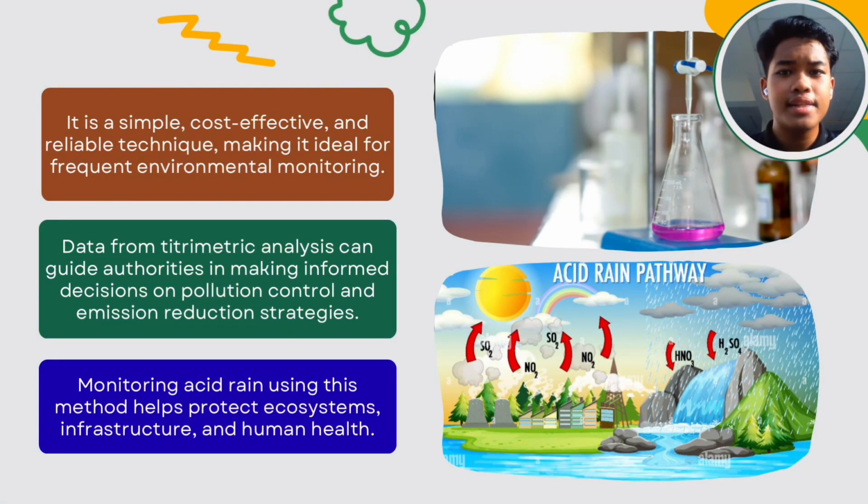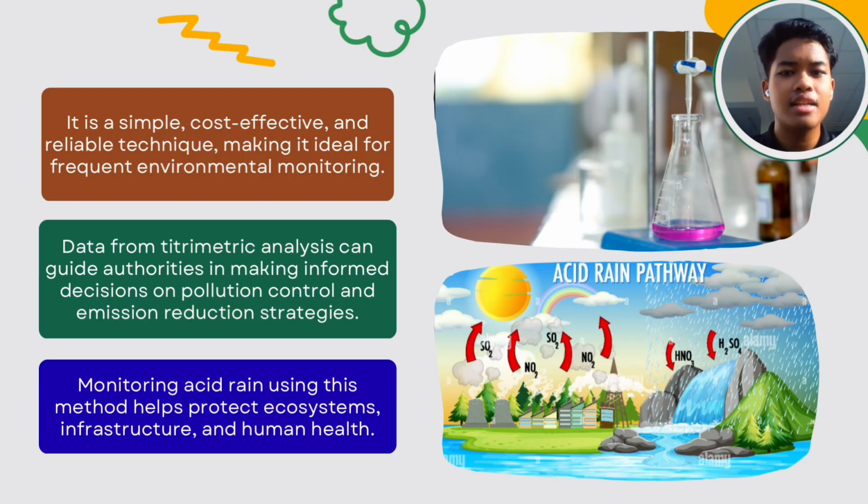Next, it is widely used because of its simplicity, low cost, and relatively high accuracy, making it an ideal tool for frequent environmental assessments. Through this analysis, scientists and environmental agencies can gather reliable data about the severity of acid rain in specific regions. More importantly, the information obtained from this analysis helps policymakers and environmental authorities to develop strategies to control air pollution, such as regulating emissions from vehicles and industrial sources.